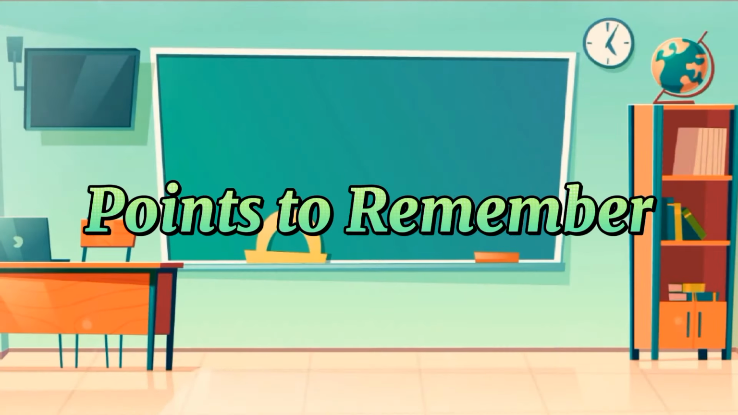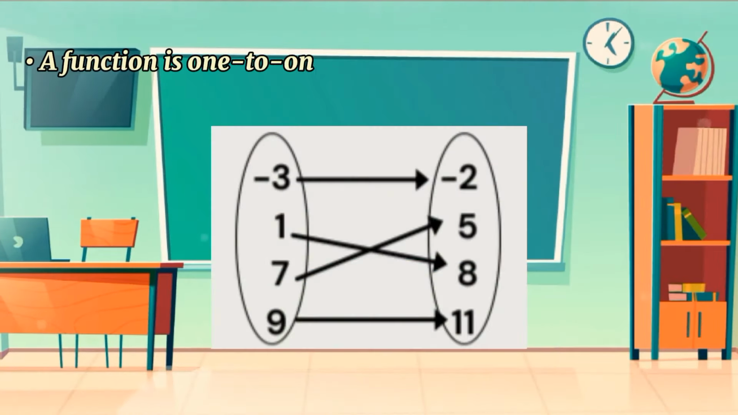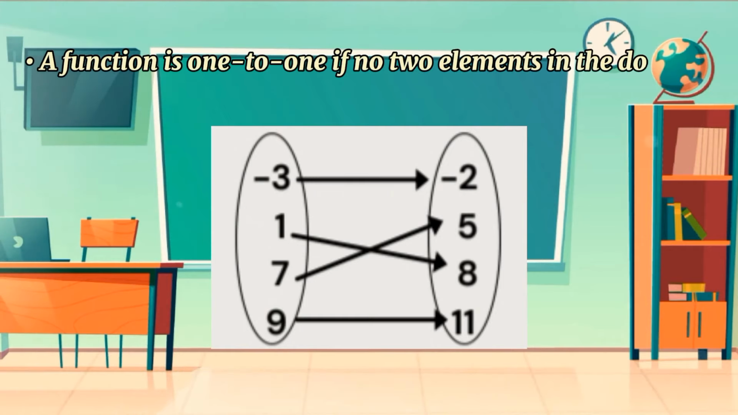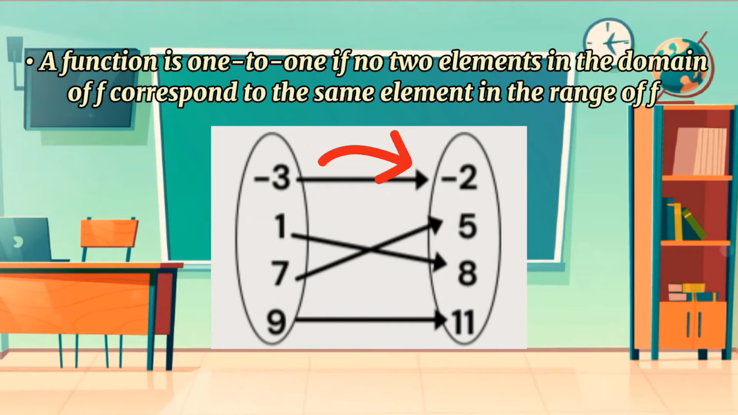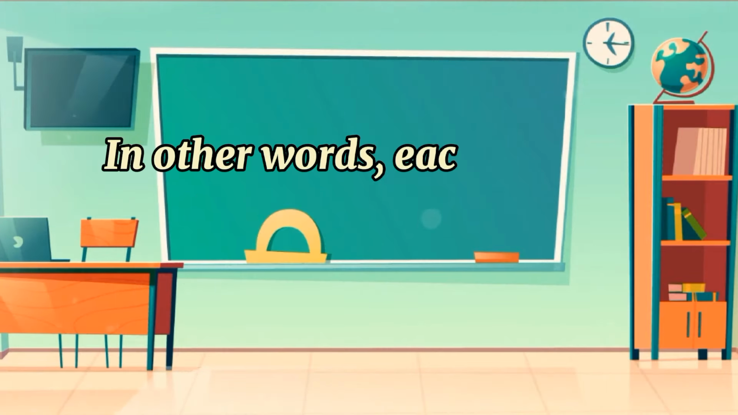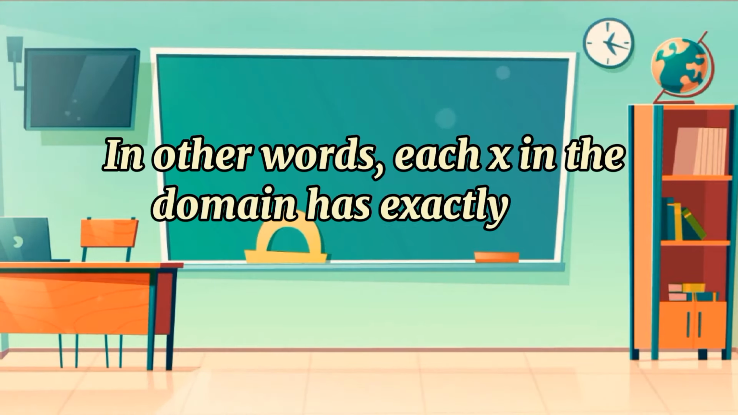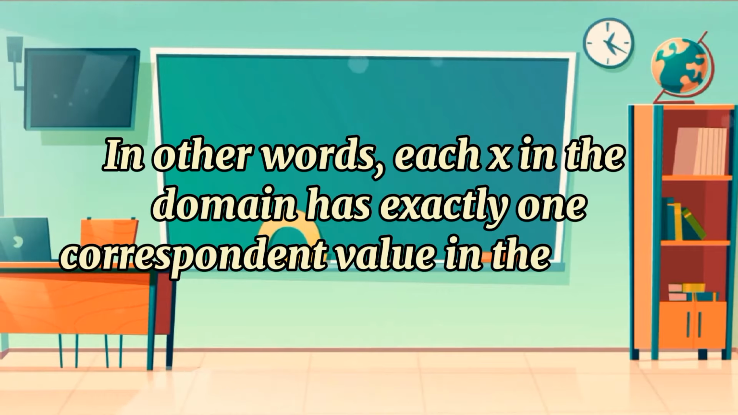Points to remember. A function is one-to-one if no two elements in the domain of f correspond to the same element in the range of f. In other words, each x in the domain has exactly one correspondent value in the range.